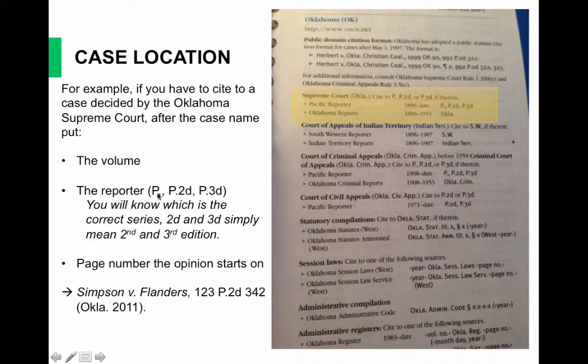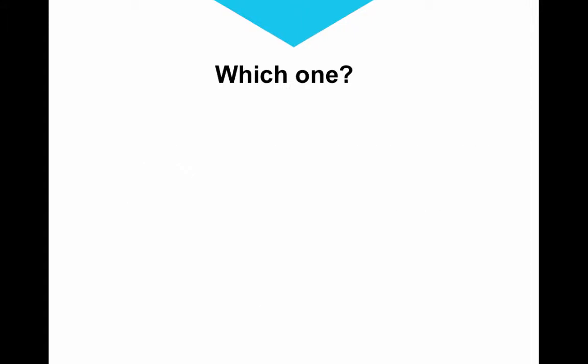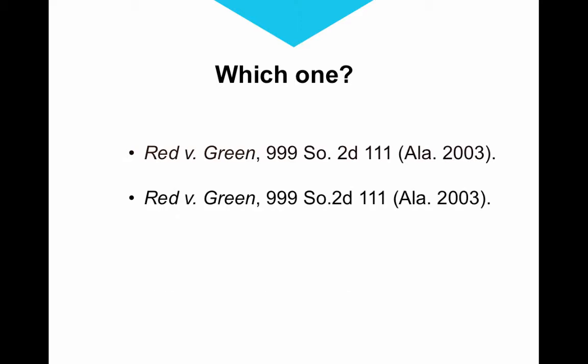It's the Pacific Reporter. It's just either the second version or the third edition, and then the page number that it starts on. So 123 is the volume, P.2d is the Pacific Reporter second edition, and then 342 is the page that the opinion starts on. So which one of these is correct?